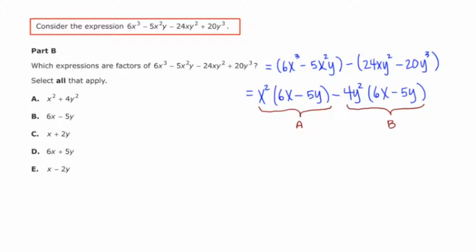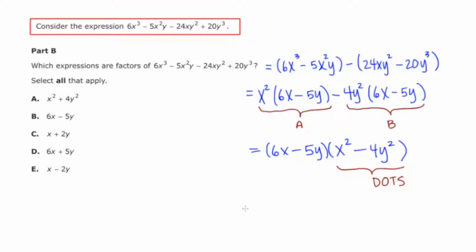So I'm going to go ahead and take that out, and when I take it out, I think I'm left with x squared minus 4y squared. Now, this last step has left us with a second factor, which can be factored even further using the difference of two squares technique. So I'm going to go ahead and factor that. I'm going to start by just rewriting the first binomial, 6x minus 5y, and then x squared minus 4y squared is going to factor as x minus 2y, x plus 2y.